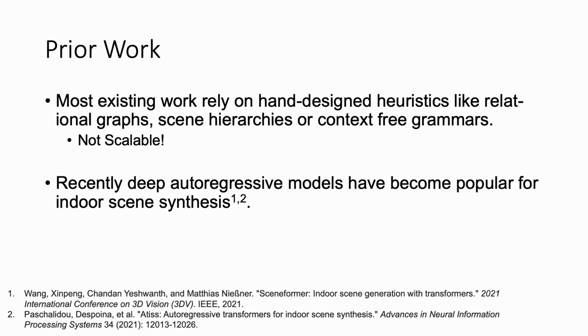Prior work mostly relies on hand-designed heuristics like relational graphs or scene hierarchies. This approach is not really scalable. More recently, people have started exploring deep autoregressive models for this purpose. These models generate furniture items sequentially one at a time and have performed impressively.